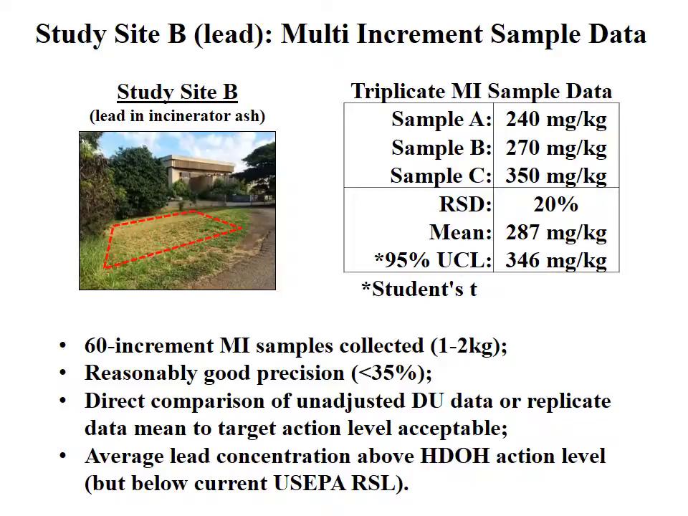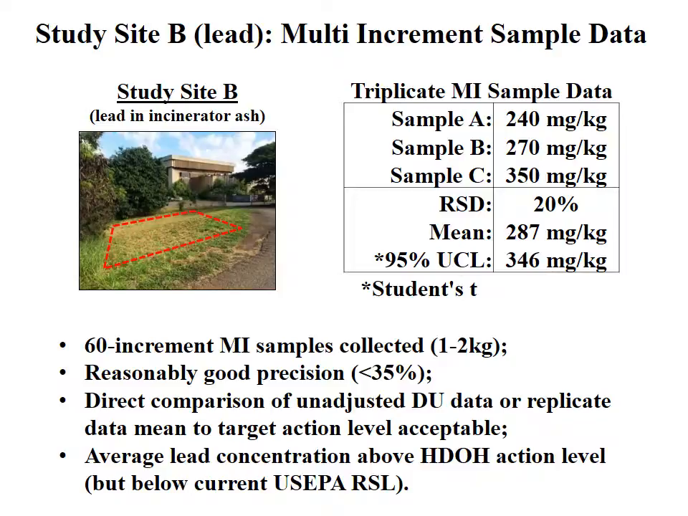So you can see the results, the triplicate samples in the upper right, with very good correlation and very good reproducibility, ranging from 240 ppm to 350 ppm. RSD, relative standard deviation, 20%. If it's below 35%, then that's really good. The mean in this case comes out to 287 ppm, so it's above our action level.